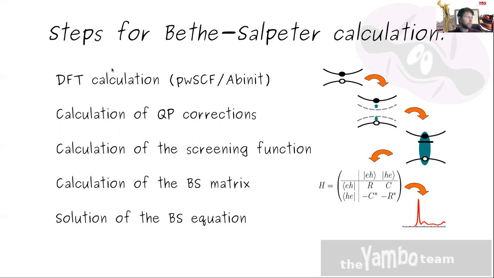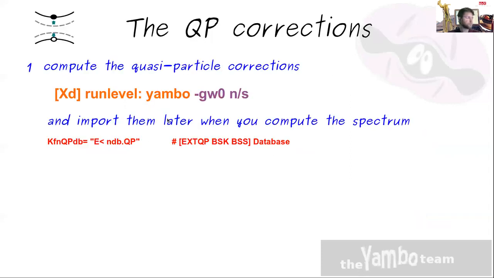Now, I will not speak about the ground state calculation, which is not part of the Yambo code, and which you may have already seen in other lectures. I will directly start from the description of the quasi-particle corrections.